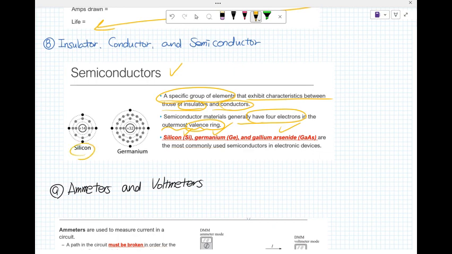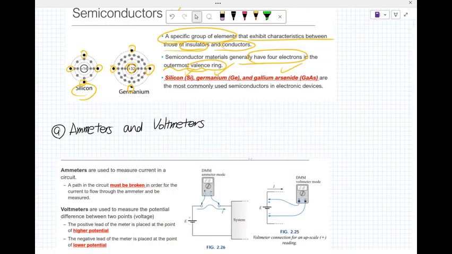So silicon has 4 electrons in the outermost valence shell. Germanium, which is element 32, has 4 electrons in its outermost shell as well.